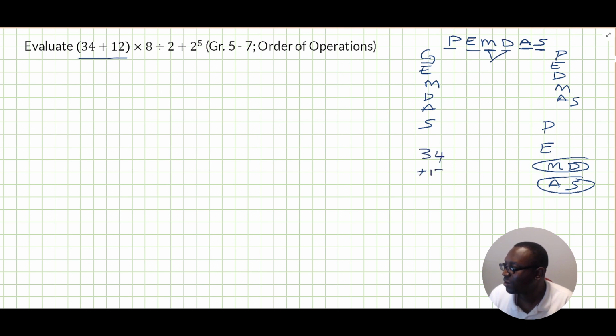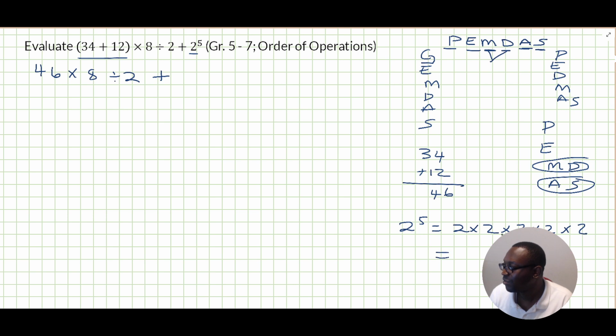34 plus 12 is going to give us 46. So I like to write this as 46 multiplied by 8 divided by 2 plus, now we have an exponent, which is 2 to the power of 5. It means 2 multiplied by 2 multiplied by 2 multiplied by 2 multiplied by 2. If you work this out, you'll get 32. So you have 32.